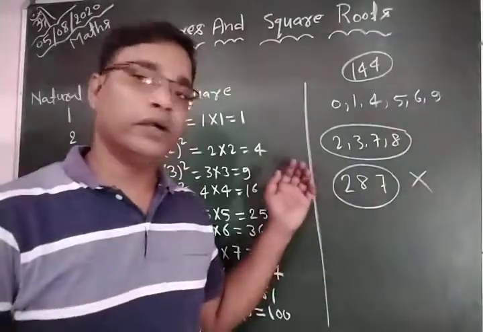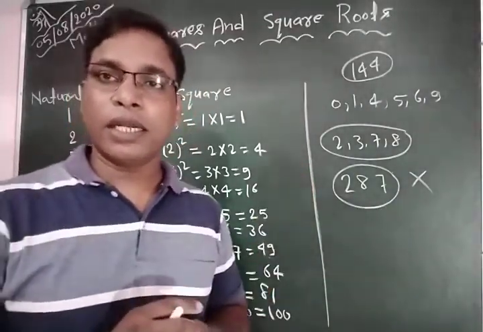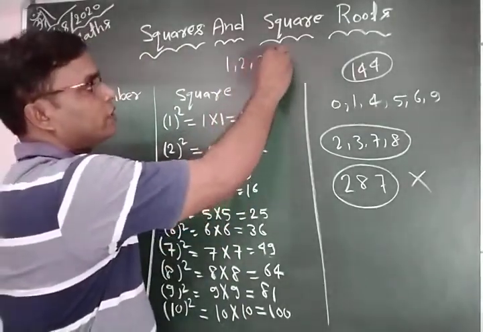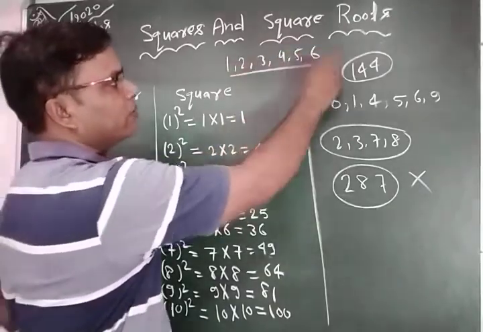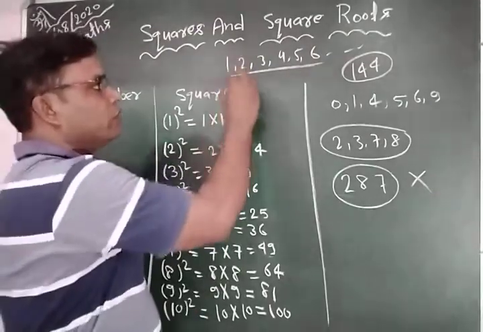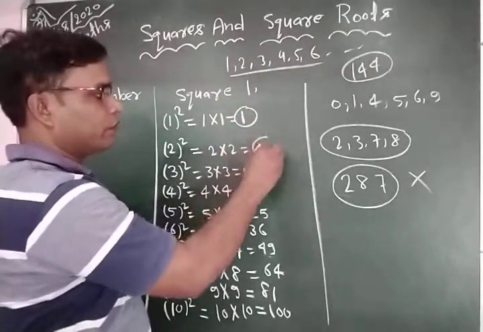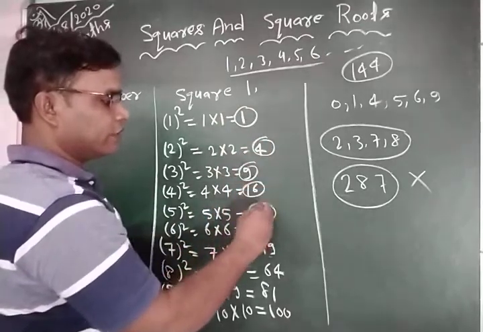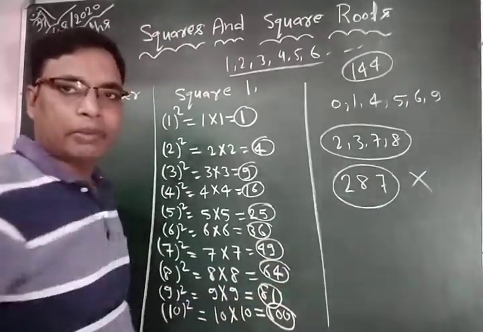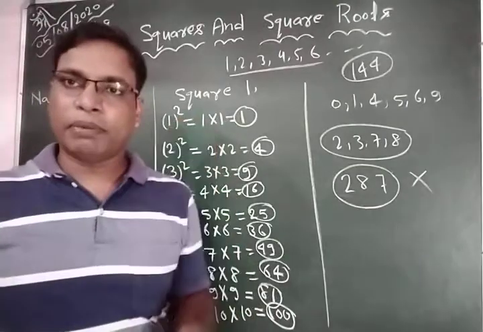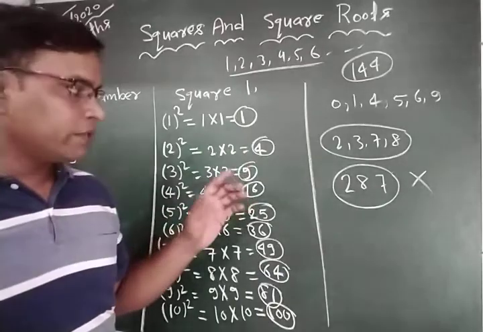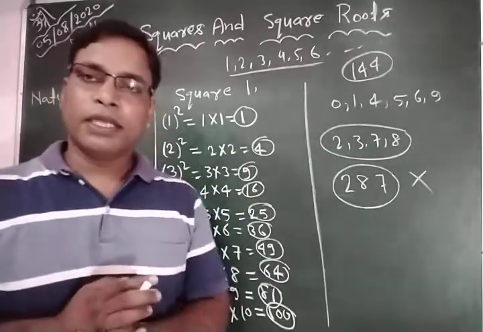Now, all natural numbers are not perfect squares. You know that natural numbers are 1, 2, 3, 4, 5, 6, and so on. So not all natural numbers are perfect squares, because the perfect squares are only 1, 4, 9, 16, 25, 36, 49, 64, 81 and 100. These are perfect squares. Except these numbers, they are not perfect squares. Okay, understood?